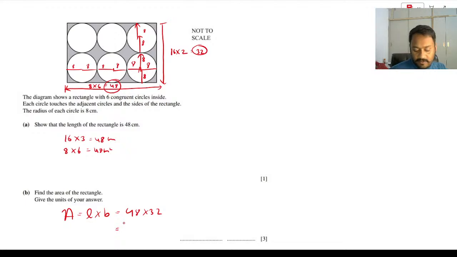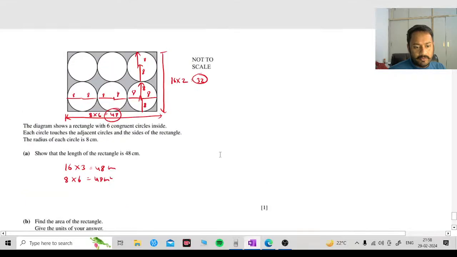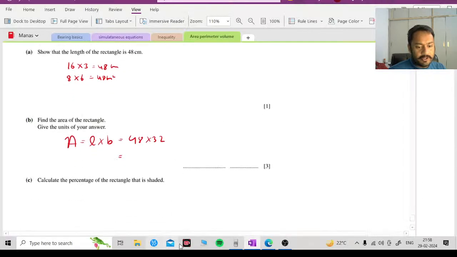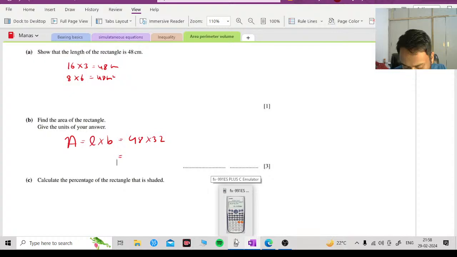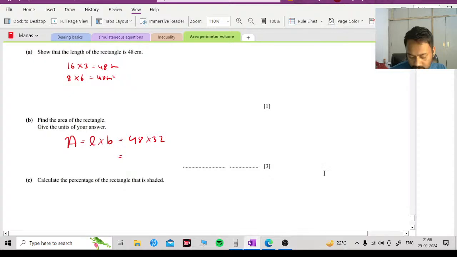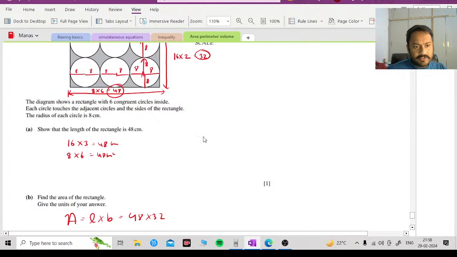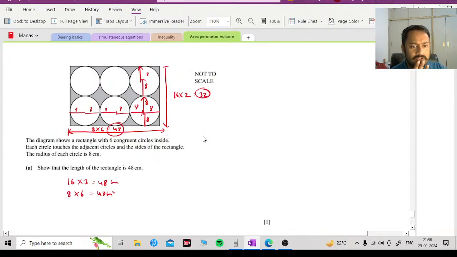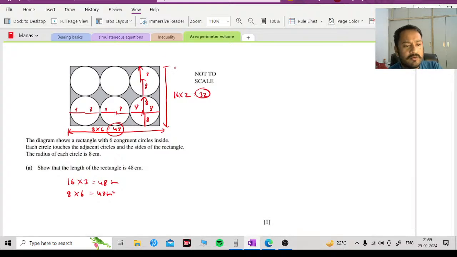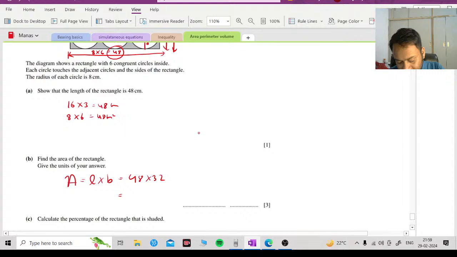Now what is the area? 48 into 32. I need to use calculator here. Nobody has answered yet. Let's see who can answer now. It is 1536 centimeter square. Bhavya is saying 48 into 16. No, Bhavya, it cannot be, because this is 16 and we have two circles, so 16 plus 16 will be the breadth, that is 32, or we can say width. So it is 48 into 32, and they are saying 1536.